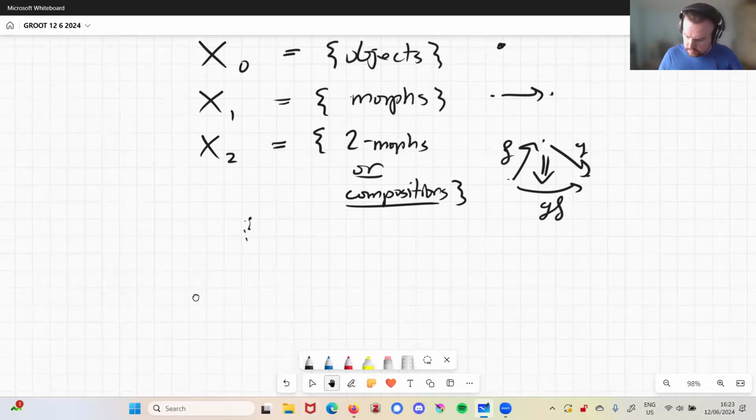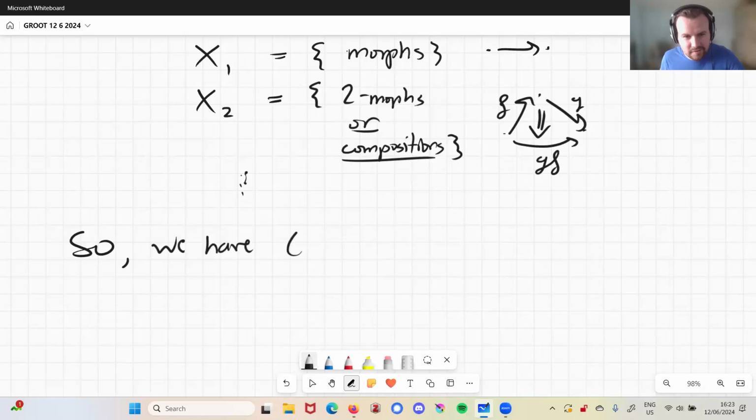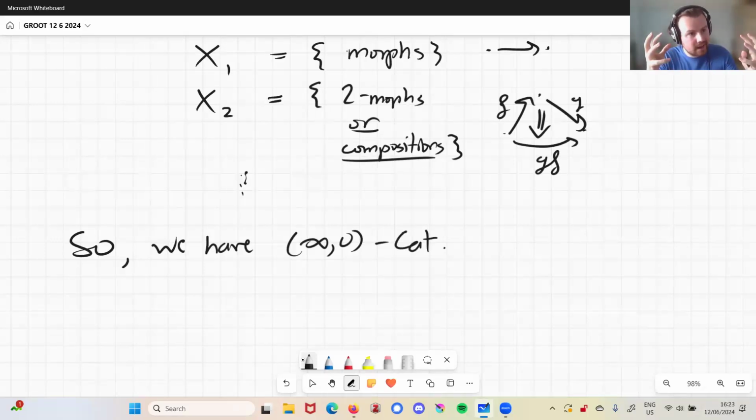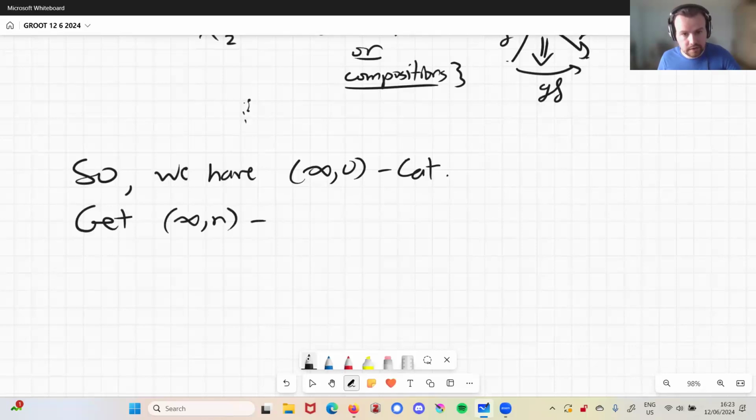So, with this, we have infinity zero cat. And the idea is we're going to bootstrap from this in order to get infinity n cat. We're going to assemble a bunch of infinity groupoids together to look like an infinity n category. That's the idea. How we're going to do this is we're going to get infinity n categories by induction.